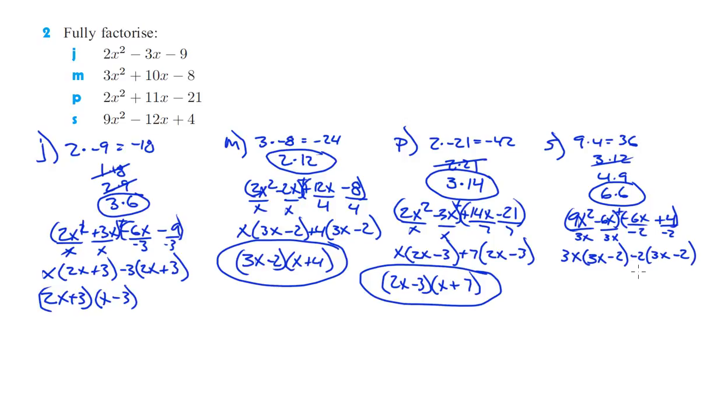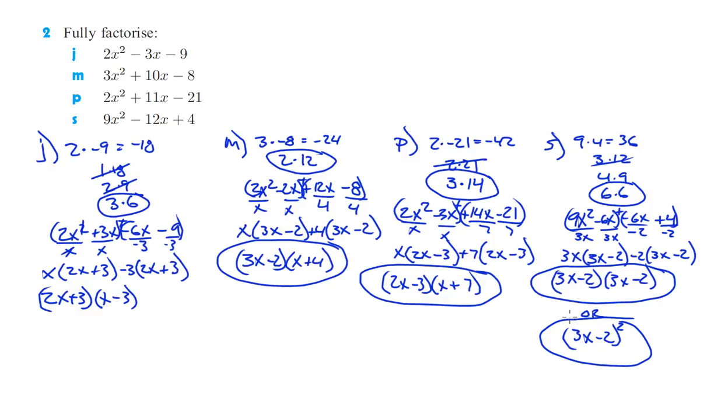Those two in the parentheses match, so we factored the 3x minus 2 out, and we're left with 3x minus 2. Hey, look at that. It's the same exact thing. So we officially could write this as 3x minus 2 squared. That'd be the better way to write that. But for now, that's fine.